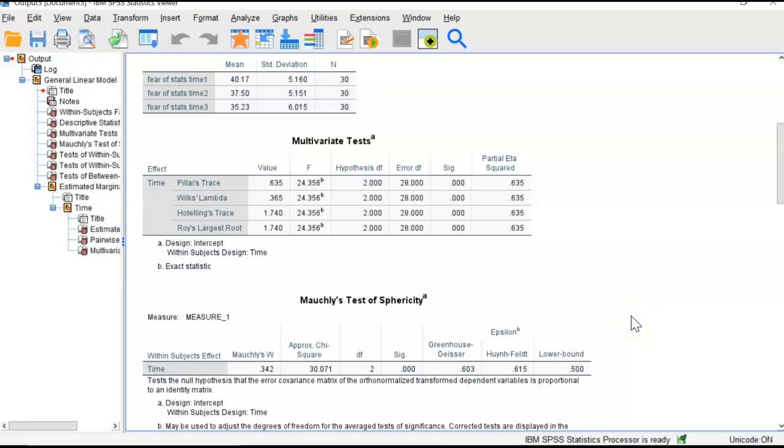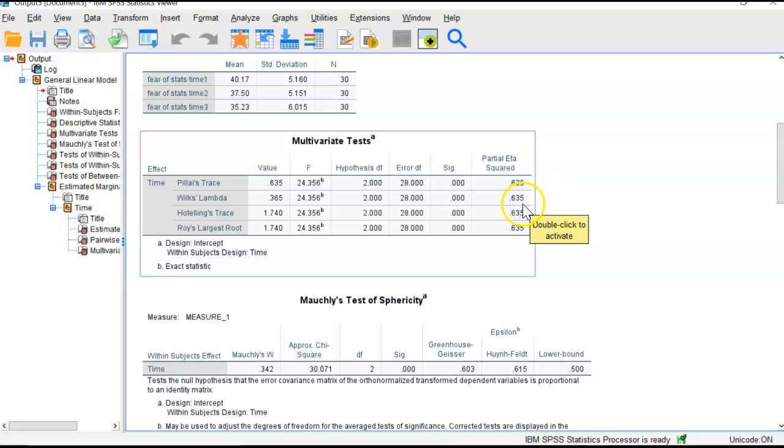Now, for the effect size, since we have found a statistically significant difference between the scores over time, now we need to look at the partial eta squared. And for this particular test, what we have is a partial eta squared of 0.635, and the common guidelines are 0.06 is a moderate effect, and that's basically what we have. So we have a moderate effect size for the strength of the result.